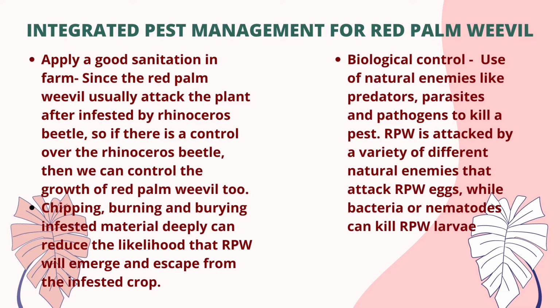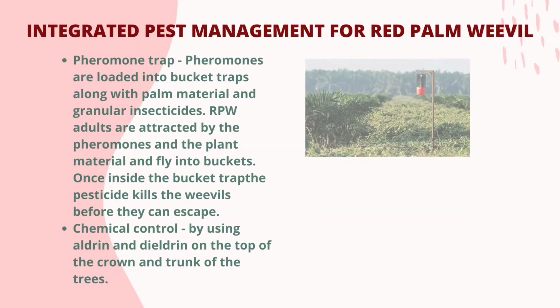While for the biological control, we can use natural enemies like predators, parasites, and pathogens to kill this insect. Red palm weevil is attacked by a variety of different natural enemies that attack the eggs, while bacteria or nematodes can kill the larva. Pheromone traps can also be used.